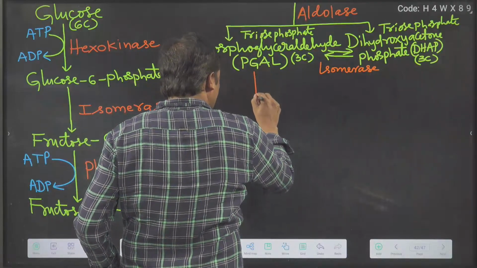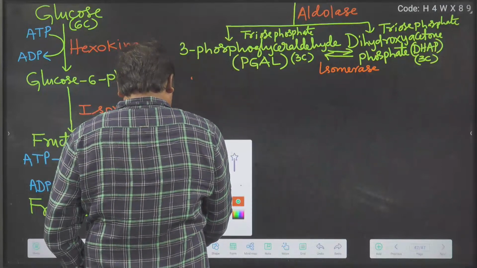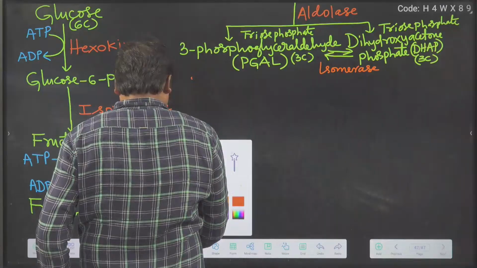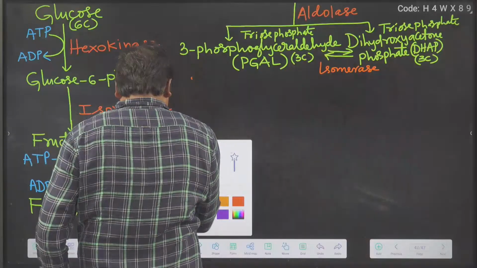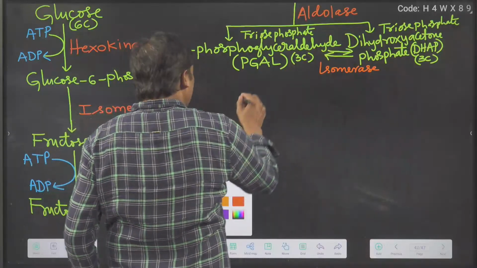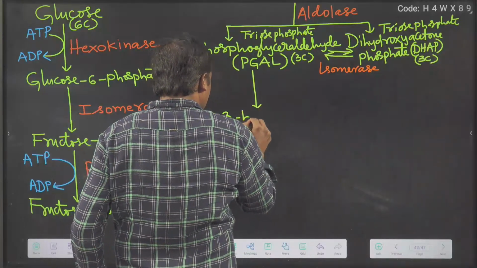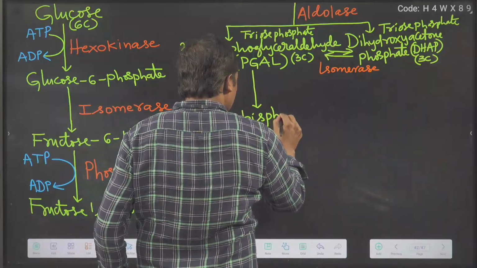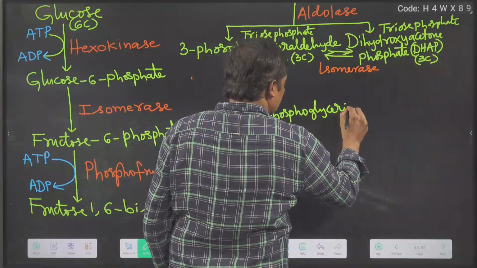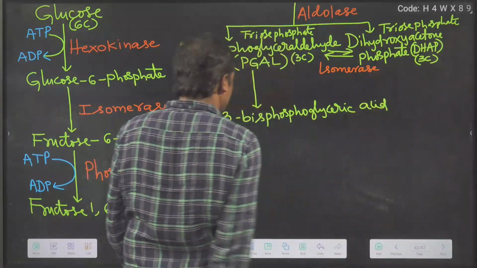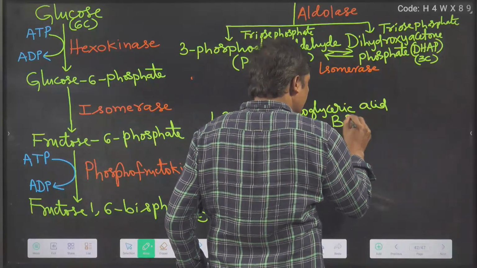The PGAL undergoes oxidation followed by phosphorylation from inorganic phosphate and forms 1,3-bisphosphoglyceric acid. In shortcut, you can call it as BPGA.